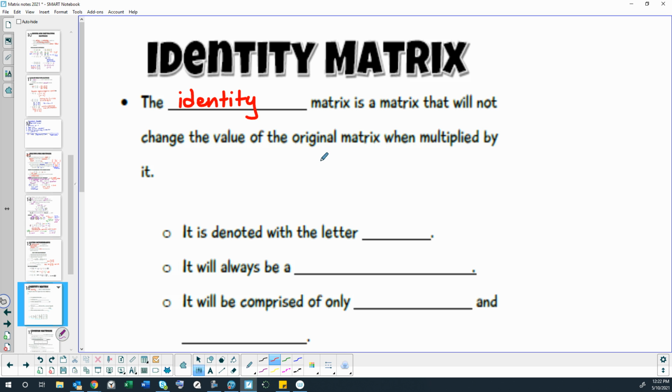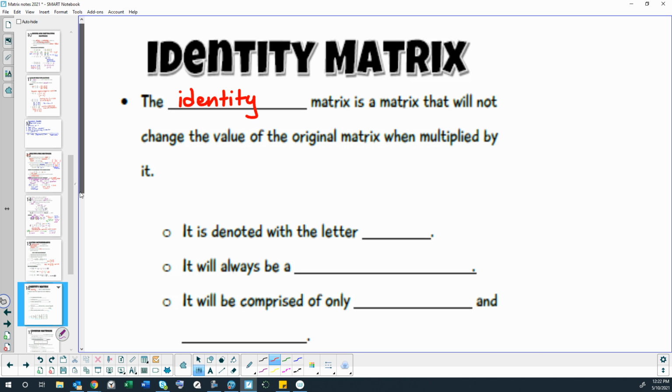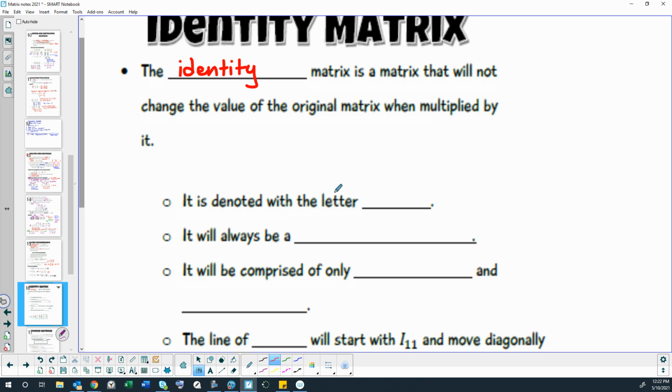So if we take any matrix with any numbers in it, and we multiply it by the identity matrix, it's kind of like multiplying a single number by 1. The number itself does not change. Same thing with the matrix, the numbers will not change. It is denoted with the letter I.